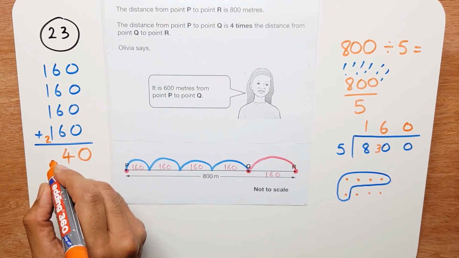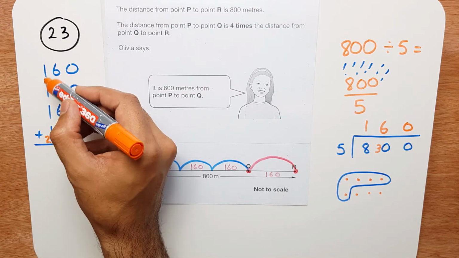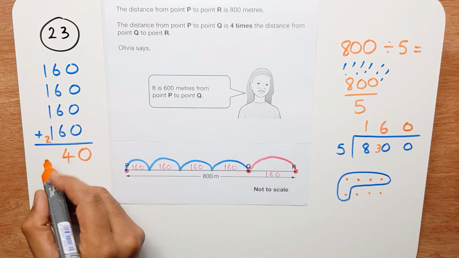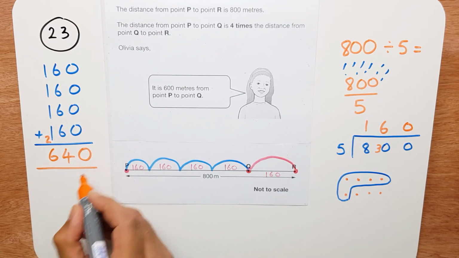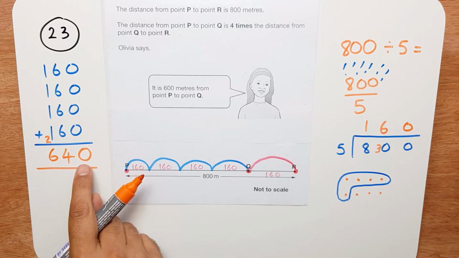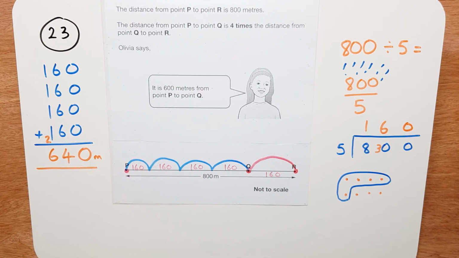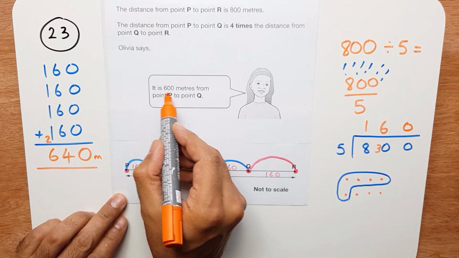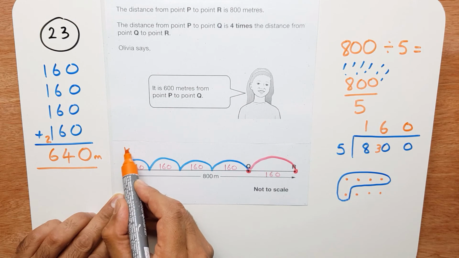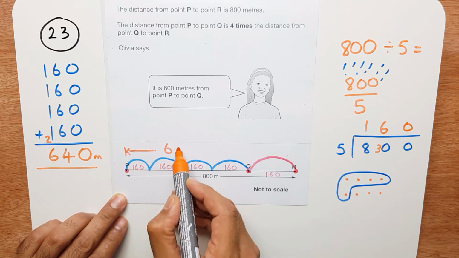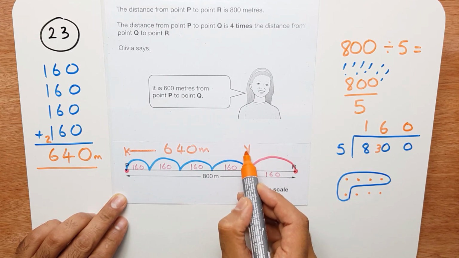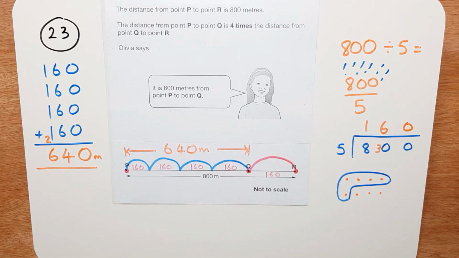So let me just write it there. So the final column is 1, 2, 3, 4. Plus the 2 we've carried over is 6. So that is 640 meters altogether. So Olivia said that it's 600 meters, but we've just calculated it and it is 640 meters. So that's why she's not correct.